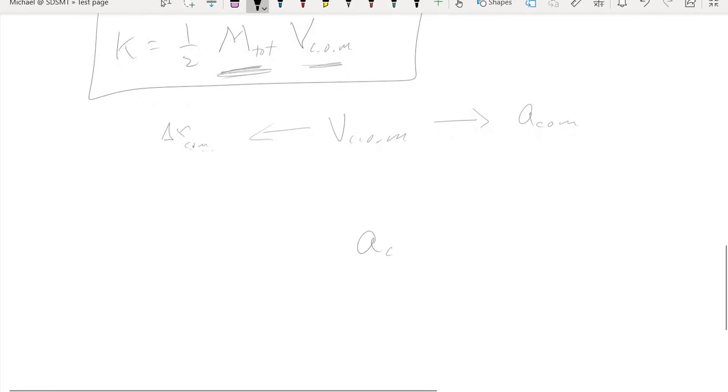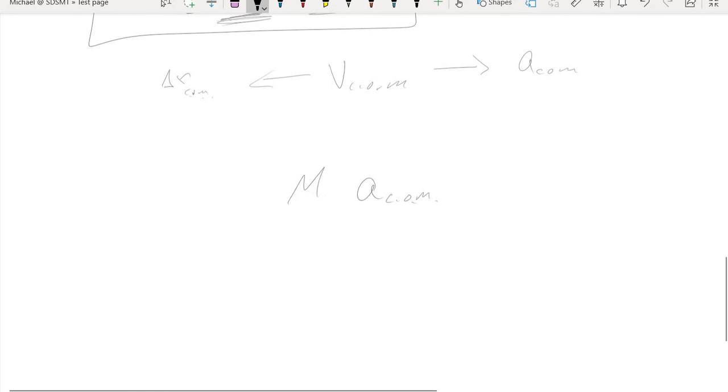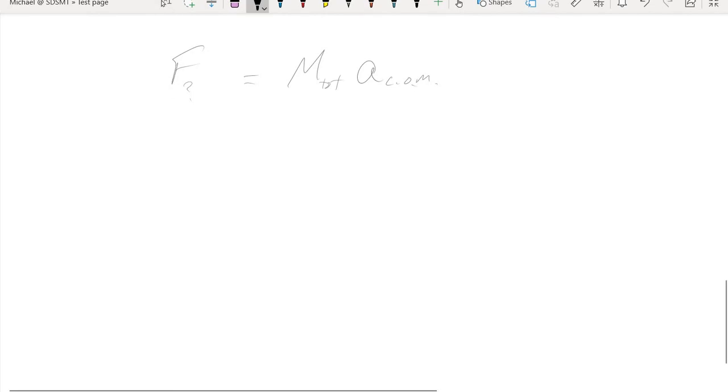As for the center of mass acceleration, if I know how the total mass in the system is going to accelerate based on that center of mass acceleration, well, mass times acceleration, that's force. But what force is this? Well, there was such a thing as a sum of forces, where we took all the forces in the system and we added them up.